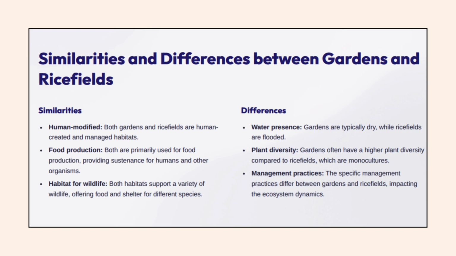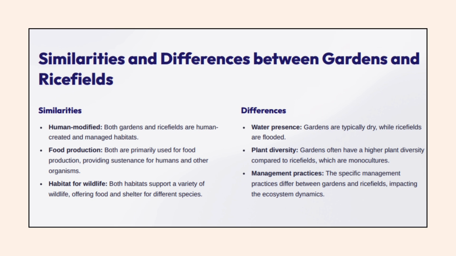or food. So, ibig sabihin for garden, marami tayong pwedeng iba't ibang variety ng plants na pwedeng itanim. While for rice fields, so monoculture siya, so mostly talagang palay lang yung ating tinatanim doon to produce rice. In management practices, the specific management practices differ between gardens and rice fields, impacting the ecosystem dynamics.